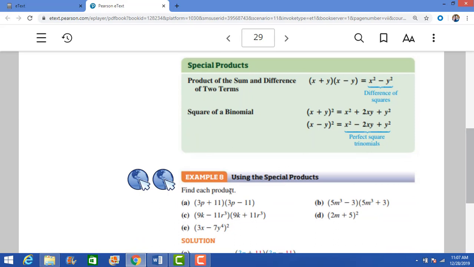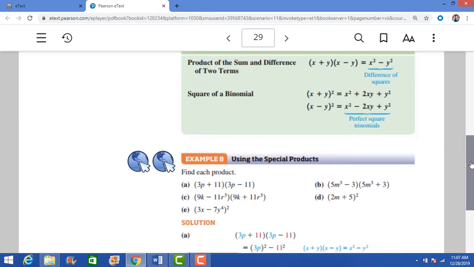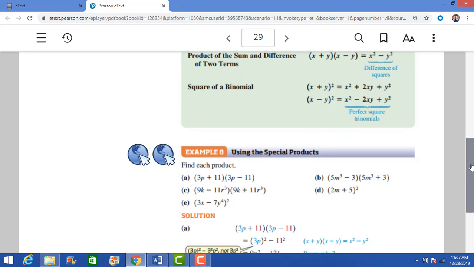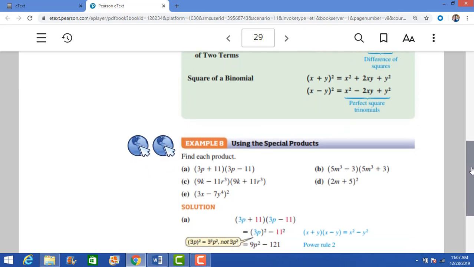So for example, look at this. We have 3p plus 11, and then we have 3p minus 11. So we know this is going to be a difference of two squares. So it's going to be what? 9p squared minus 121. Now we can get the same answer by using the FOIL method. But if you know the form, then you can go right to the answer. Okay? So if you know it has the same terms but opposite signs, you know it's going to be of this form, this squared minus this squared. And then you just simplify. Okay? Same thing here, right?